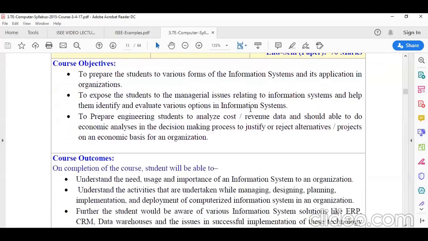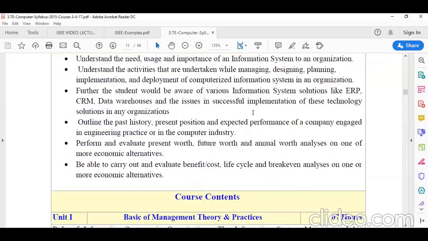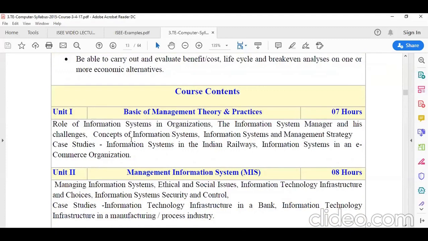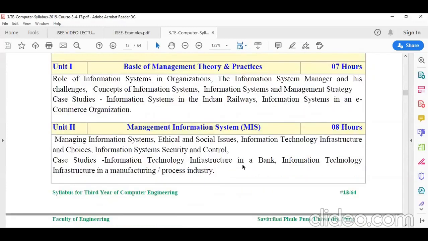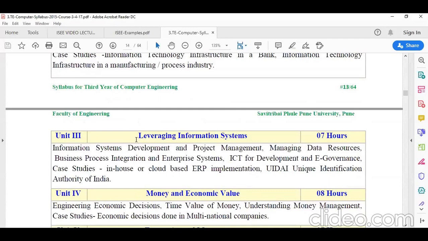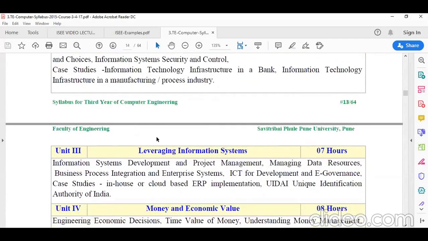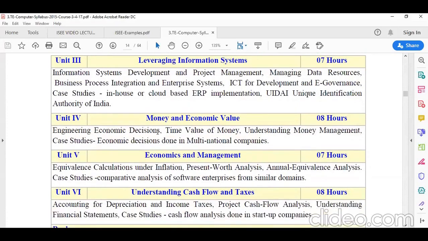So we'll start from the first, that is information system. We have 3 units related to information system with equal weightage: basics of management and theory practices, management information system, and leveraging the information. These are the 3 units for your in-sem exam. Now the next 3 units are a completely new field: money and economic value, economics and management, understanding the cash flow and the taxes.